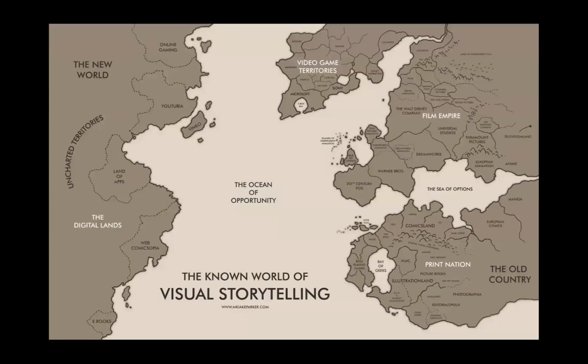This is just a funny little map. It shows you some territories of visual storytelling, and we'll talk a little bit about these areas today. So you have the ocean of opportunity, which is where anything could happen, right? You have the film empire, print nation, the video game territory, and the digital lands, which has uncharted territories, right? This is where we are right now. This is where we are going. And so this is just another visual representation of what we're going to be looking at.